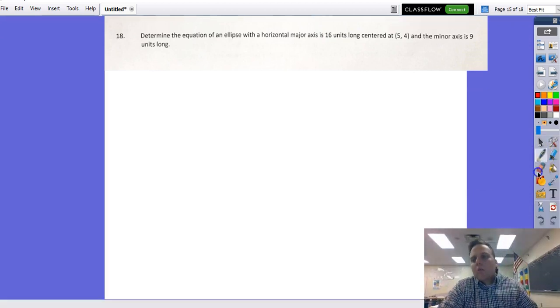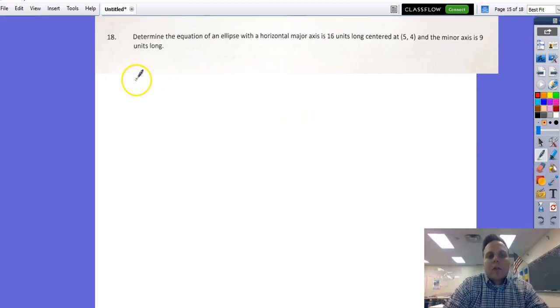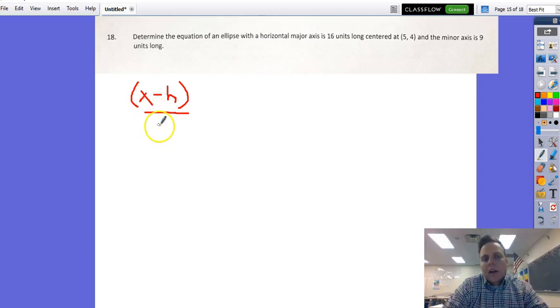Okay, so what you got to do here is remember that the ellipse equation is simply (x minus h) divided by, oh, I forget exactly how I label it down here. But basically it's the horizontal axis. I forget what letter I put, so I'm just going to put a. A squared, because A stands for your horizontal axis. Once again, A represents half your horizontal major axis.